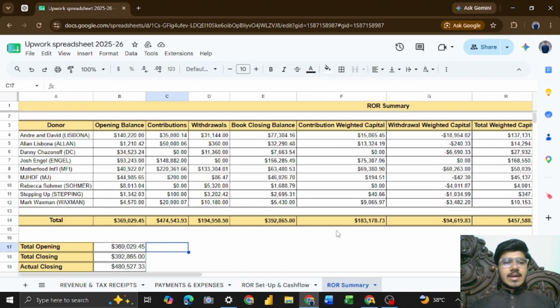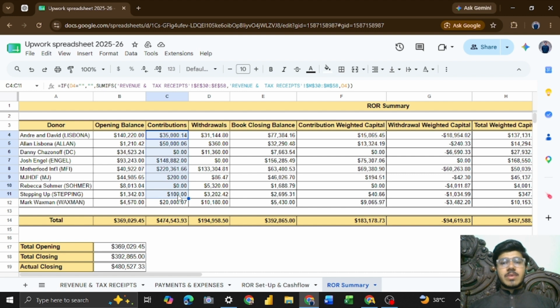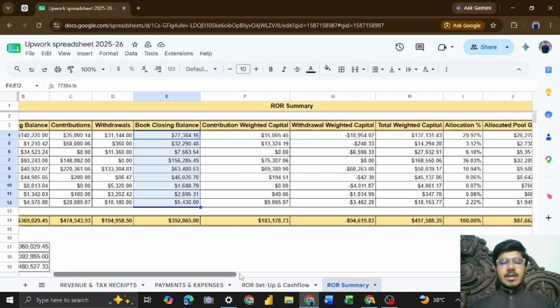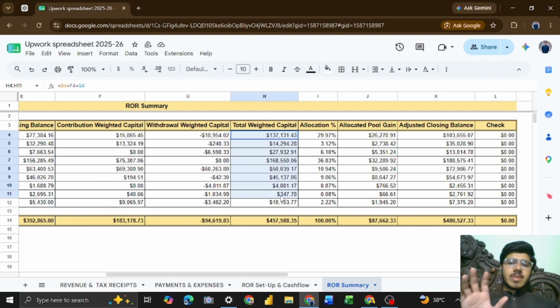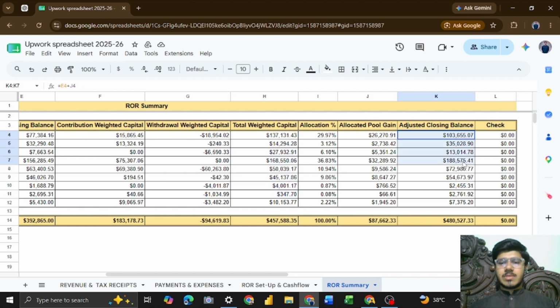Then at last, you can see the rate of return summary model for the client, in which it reflects each donor name, opening balances, the contributions made by the client in between the year, the withdrawals made by the foundation, and the closing balances through the original opening balance. Then the weighted capital is applied to all, and the total weighted capital and the total closing balance, you can say the adjusted closing balance, is also presented there, through which he can easily allocate that amount into the donors' accounts for the next year.